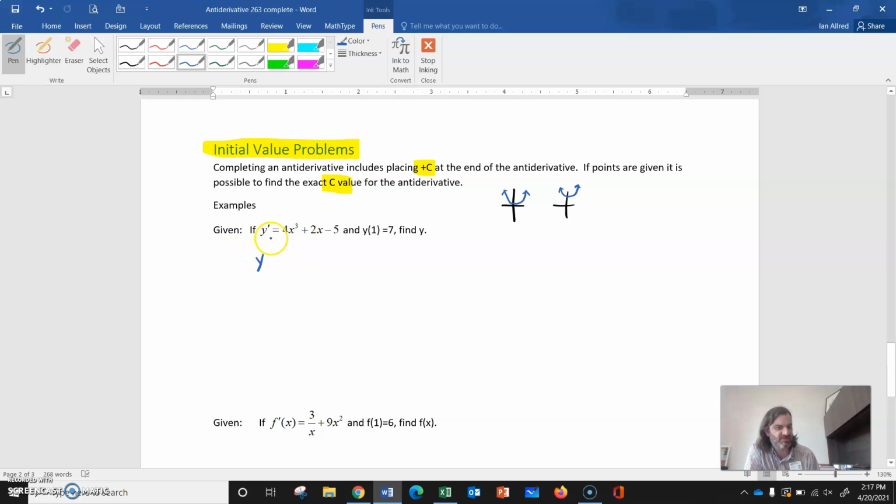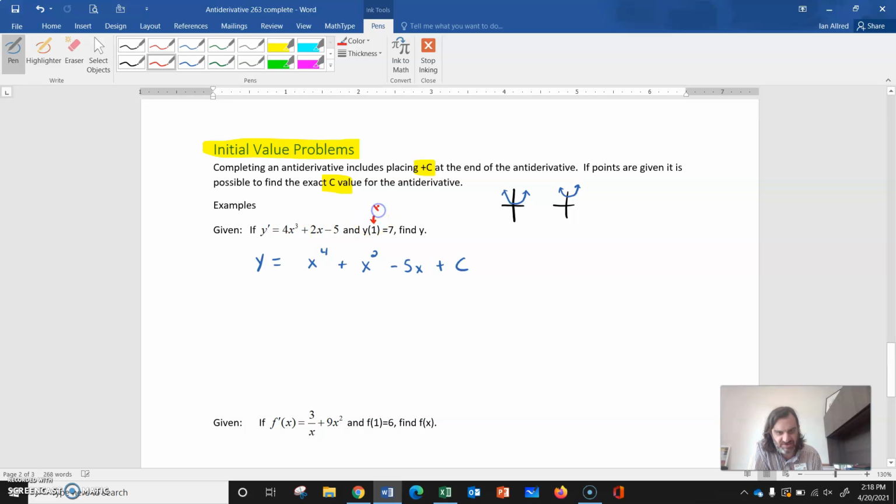The antiderivative of y prime should be y, and then we're going to backtrack using our power rule. So 4x cubed, that exponent will go up to the fourth, and 4 divided by 4 will just knock itself out. And then the next one, 2x, the x will go up to x squared divided by the 2, so there'll be a 1 in front of that. Nice little problem. And the minus 5 will pick up an x, so it'll be minus 5x, and then there's a plus c.